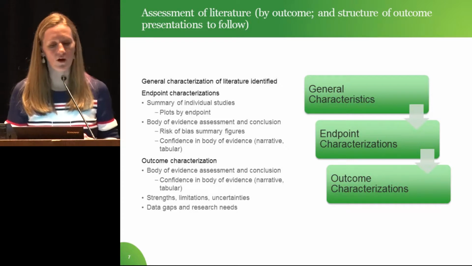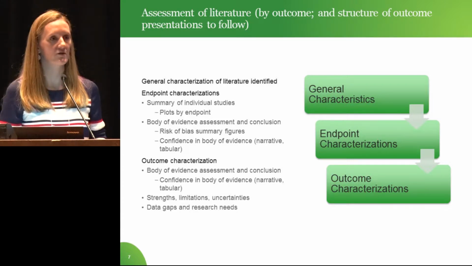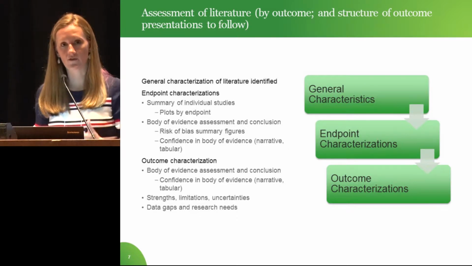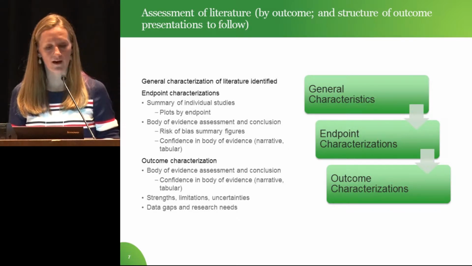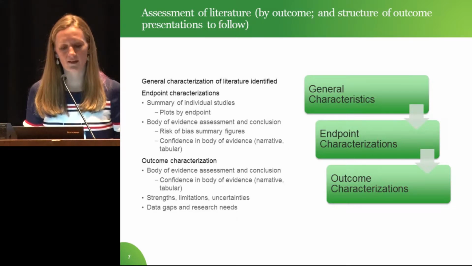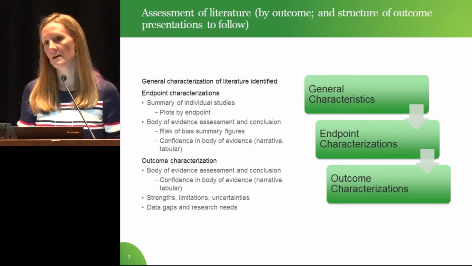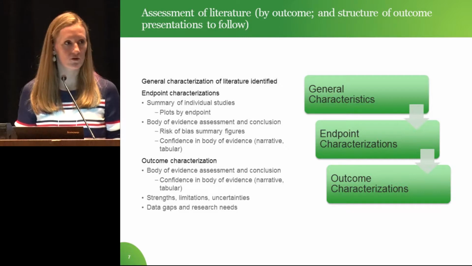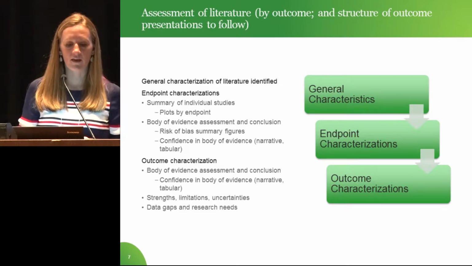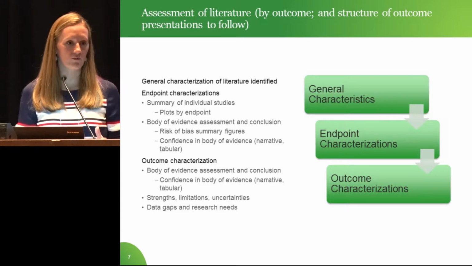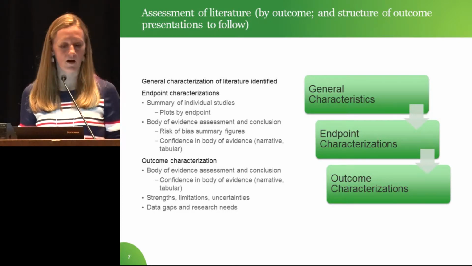We then are going to walk through some of the endpoint characterizations. Now, in the manuscript, there are sections for every endpoint, so every endpoint we evaluated. And in that, you're going to get a summary of the individual studies, and we developed plots that accommodate these, which I'm going to speak more to in just a moment. Within the endpoint, we also talked about the body of evidence. We provided these risk of bias heat maps and talked about the confidence.